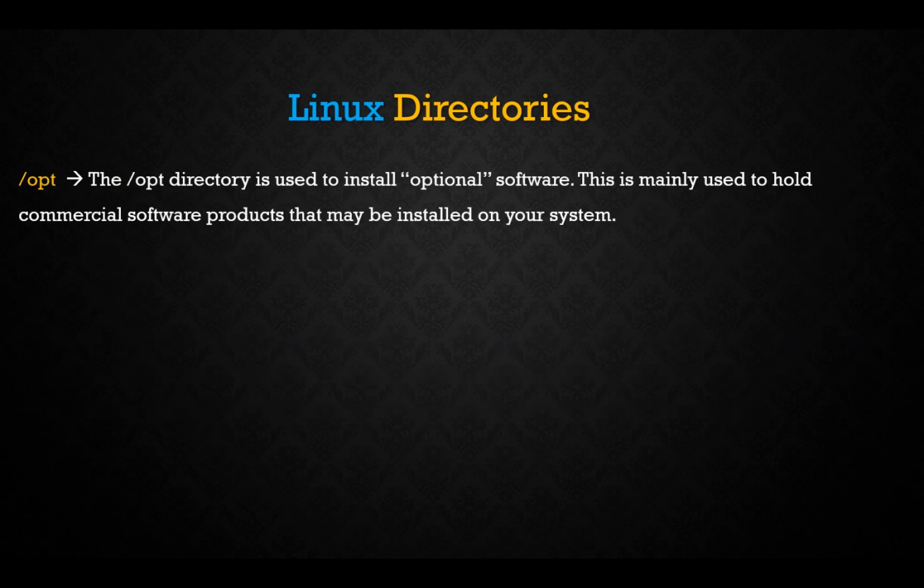/opt. This is the directory which is used to install optional software. This is mainly used to hold commercial software products that may be installed on your system.